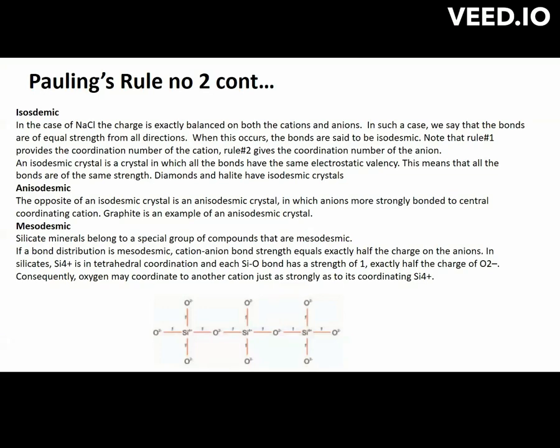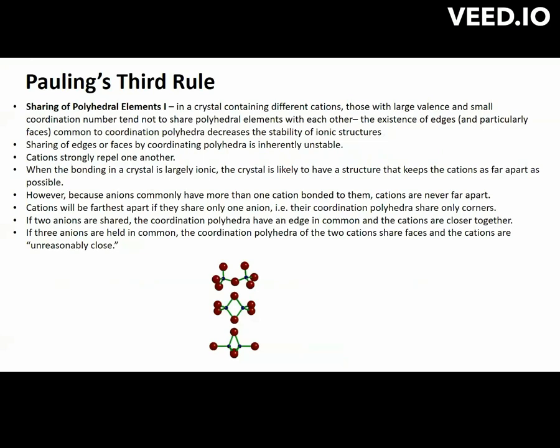Now, what about the third rule? The third rule is the sharing of polyhedral elements, number one. Then the fourth rule is the sharing of polyhedral elements, number two. So both rule number 3 and rule number 4 perform the same duties. It's about sharing of polyhedral elements.